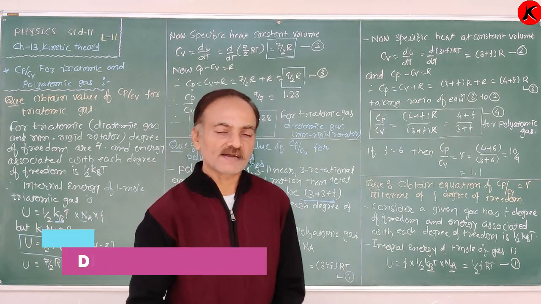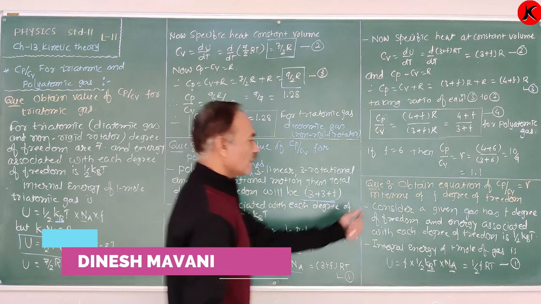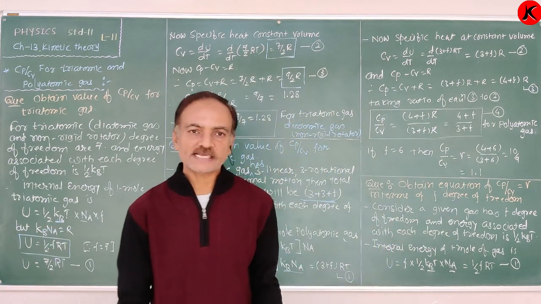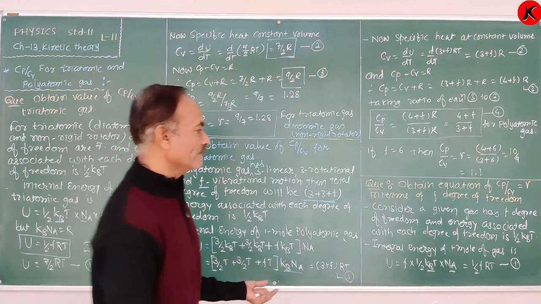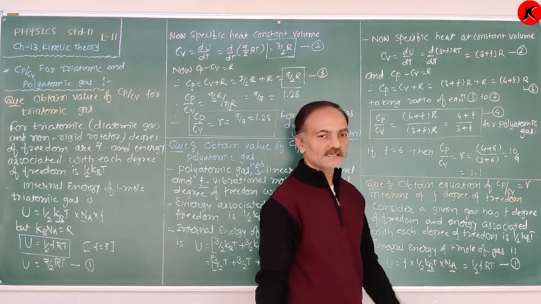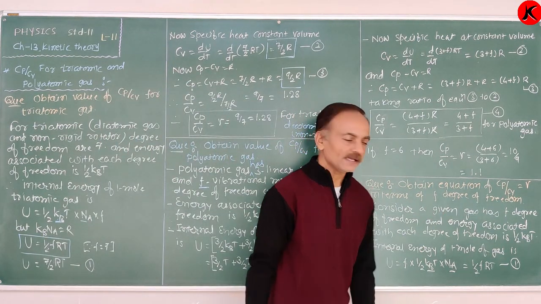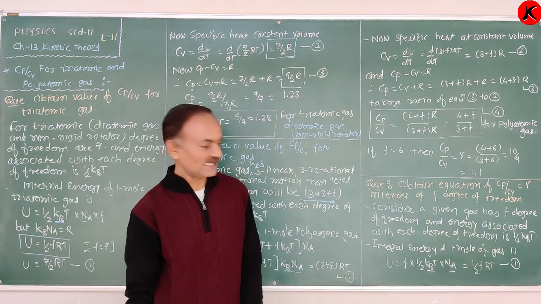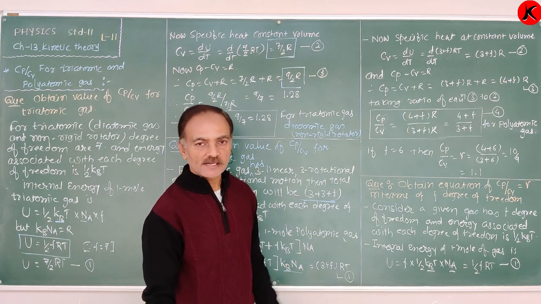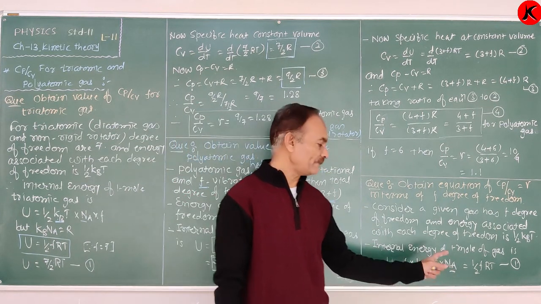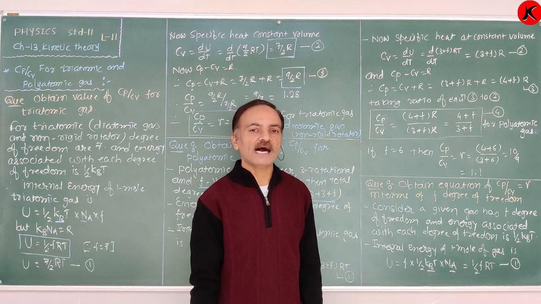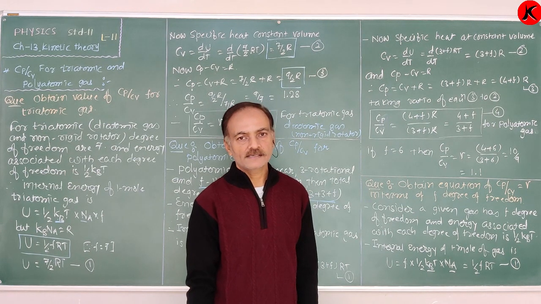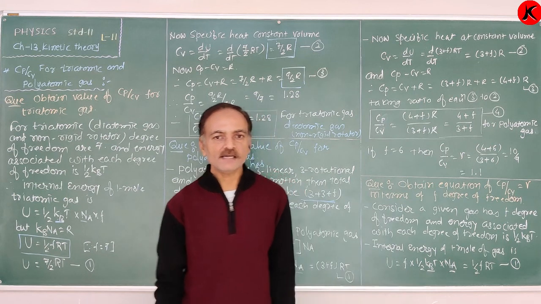Again, we consider the one gas having the degree of freedom F, and the energy associated with each degree of freedom is half kBT. Therefore, the internal energy of 1 mole of gas is U is equal to half kBT into F into Na. That means half F RT. Right? That is our equation number 1.